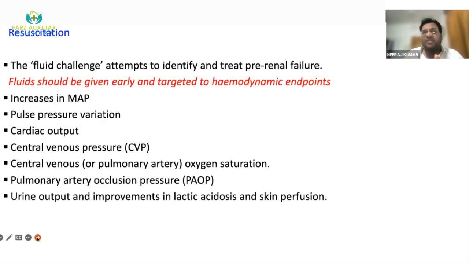Similarly, in the resuscitation part, the concept of end-point fluid resuscitation was named the fluid challenge. Why? Because you have to give the fluid early and then target it based on various hemodynamic endpoints. There is a long list: an increase in MAP, pulse pressure variation, cardiac output, central venous pressure, central venous oxygen saturation, urine output, and improvement in lactic acidosis, leading to skin perfusion. All these are important hemodynamic endpoints while you are attempting a fluid challenge.